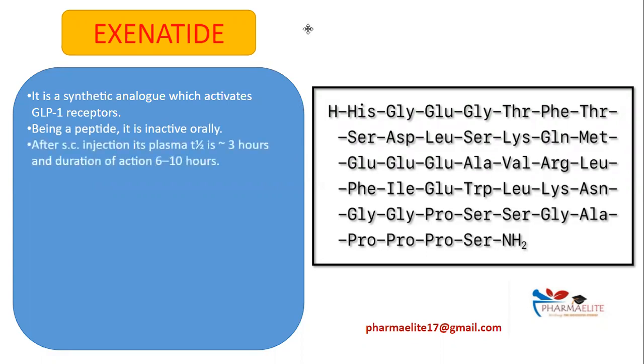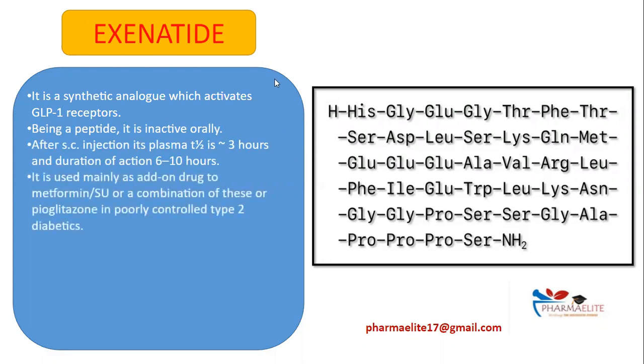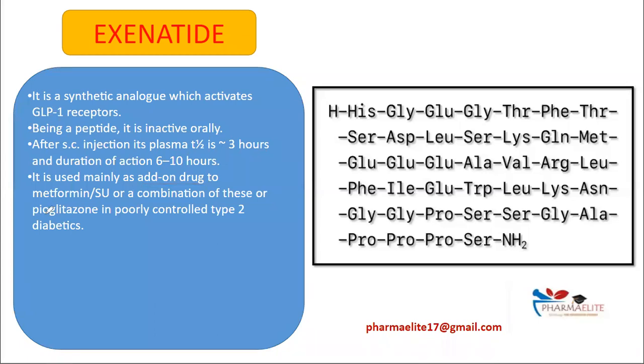After subcutaneous injection, its plasma half-life is around 3 hours and the duration of action is 6 to 10 hours. It is used mainly as an add-on drug. It is not used alone for the treatment of type 2 diabetes mellitus. It is used as an add-on drug to either metformin or sulfonylureas, or it is given in combination with pioglitazone. These 3 drugs, metformin, sulfonylureas and pioglitazone, are also anti-diabetic drugs. So it is given as an add-on with these drugs in patients of type 2 diabetes mellitus.